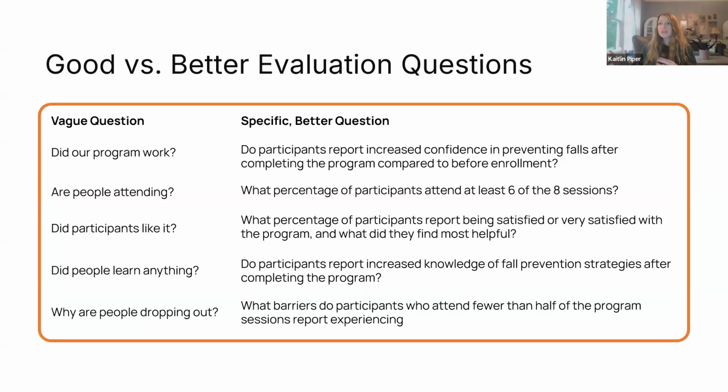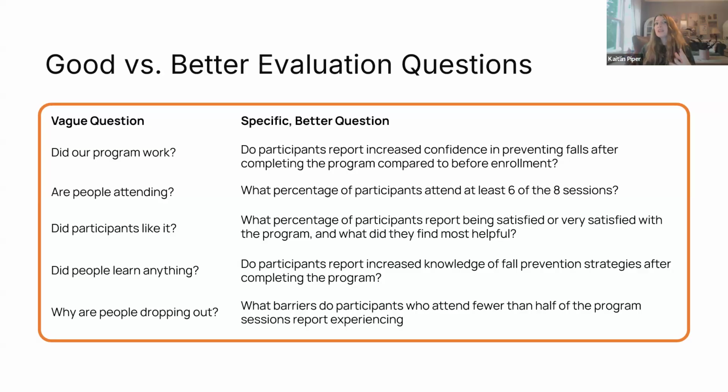A lot of organizations start with a question like, did our program work? That's a completely reasonable place to start, but it's hard to answer because work can mean different things to different people. Instead, we might ask, do participants report increased confidence in preventing falls after completing the program compared to before enrollment? It's a lot more specific. Now we know exactly what we're measuring, who we're measuring it for, and what time we're comparing it to, before and after the program.